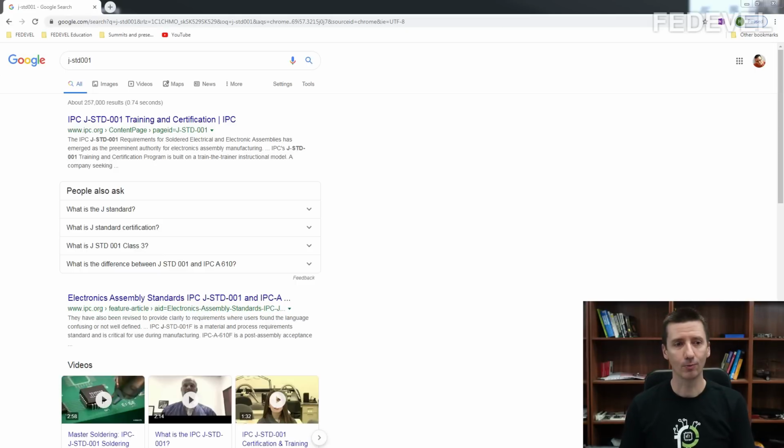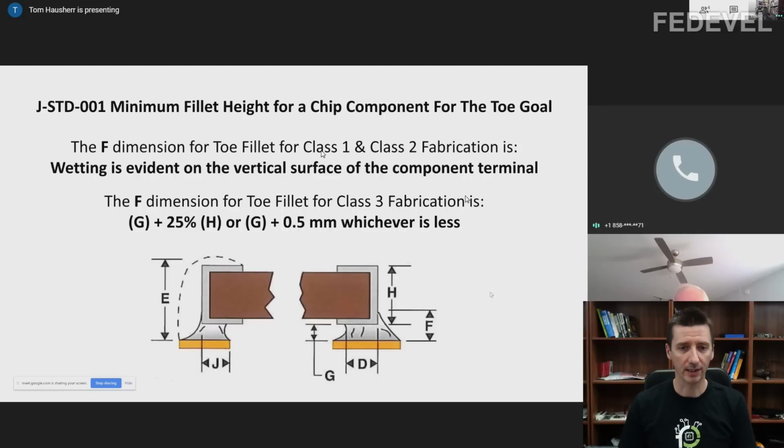And now you know what this J-STD-001 standard is about. For us, it is important that this standard specifies how good soldering should look. Now let's have a look at these class 1, 2, and 3, and what these classes are about.